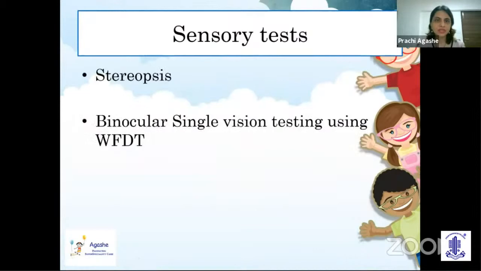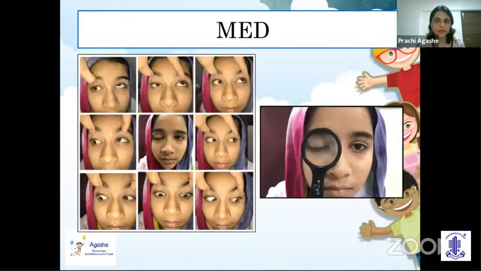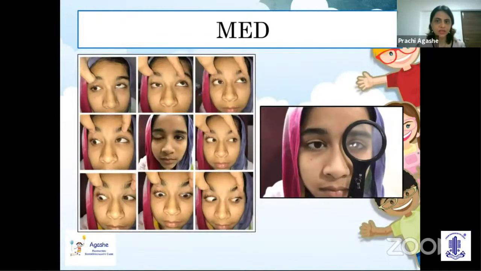So as in any strabismus, we go ahead with evaluating the stereopsis and the BSV. It should be evaluated with the head posture as well as with the head posture corrected. Alternate cover test is used to determine the fixation preference. So this is another case of MED.